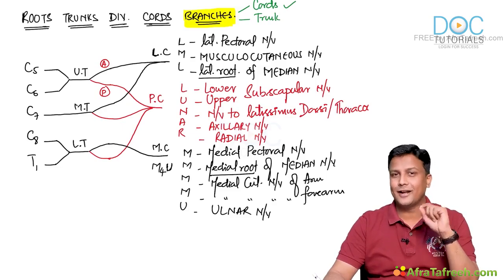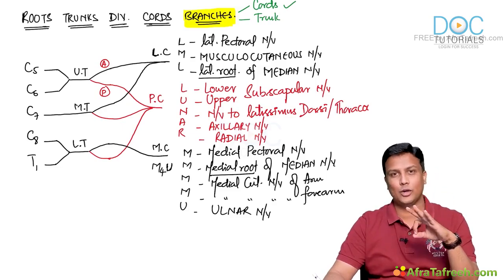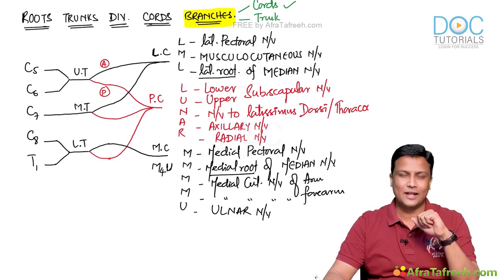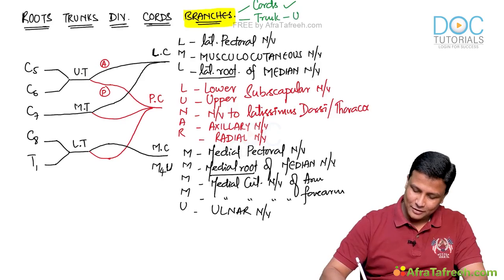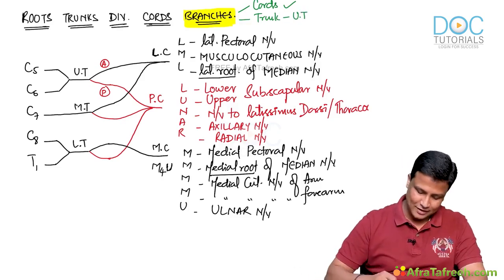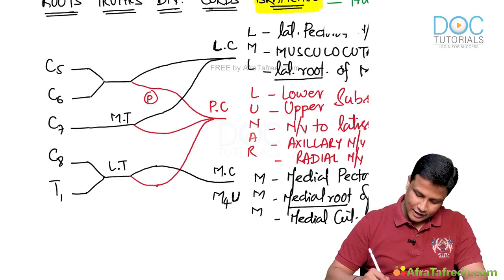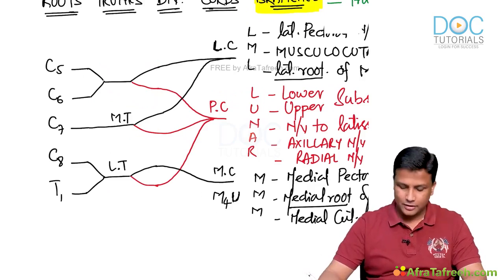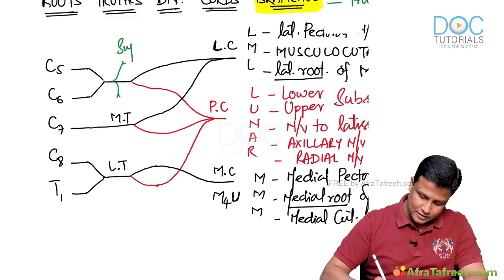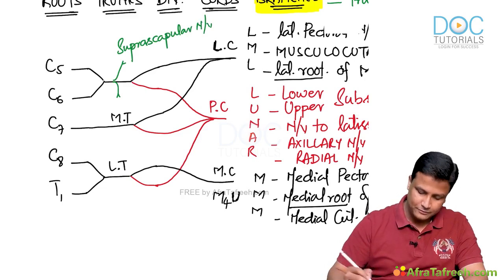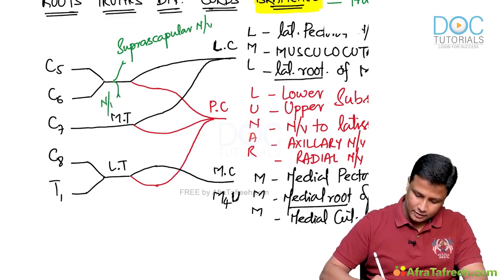The good news here is that out of the three trunks, the middle trunk and the lower trunk will not give any branches. Only the upper trunk will give the branches, guys, okay? So don't panic here. Only upper trunk will give, and that too only two branches, sir. Upper trunk will just give you two branches here, sir. Now what are the two branches given here? One will be the suprascapular nerve. Suprascapular nerve. And another nerve will be nerve to subclavius.